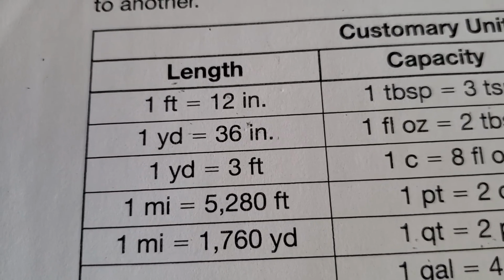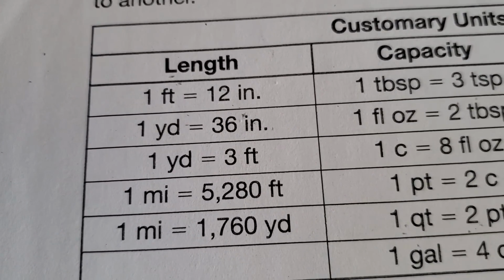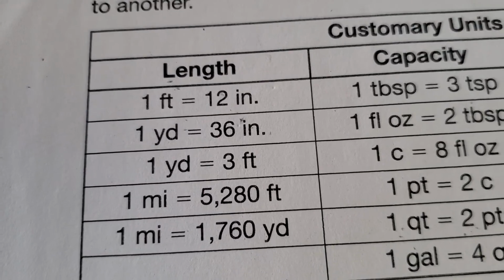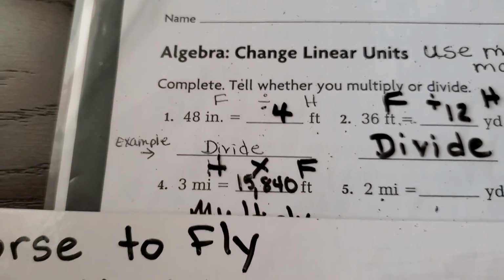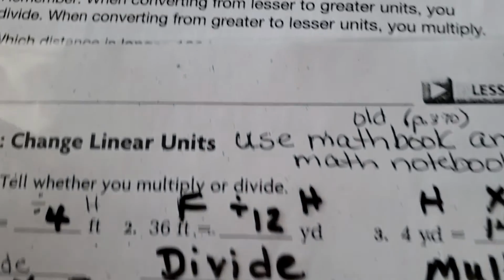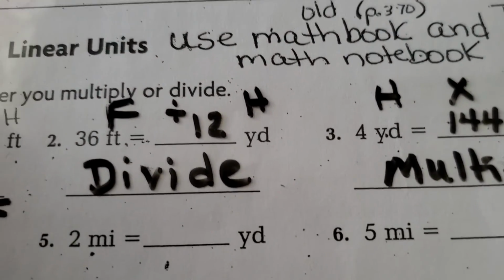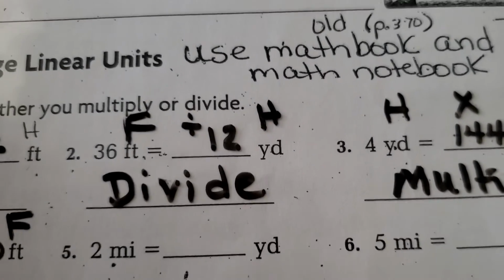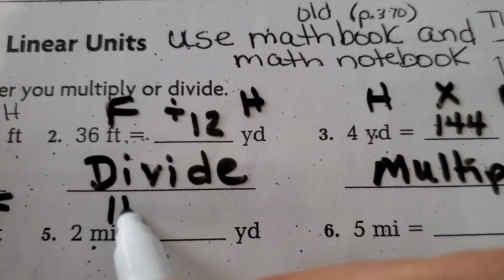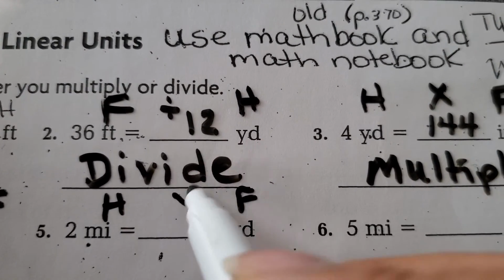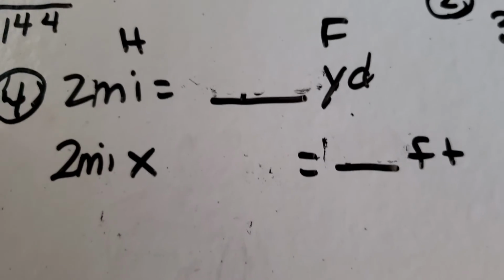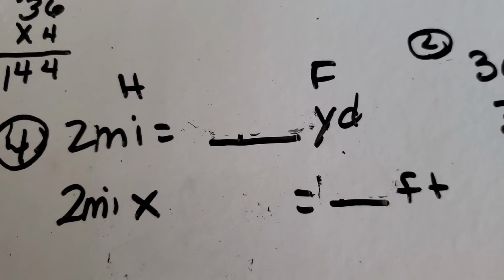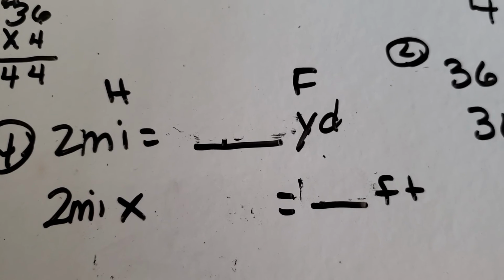1,760 yards in 1 mile. So when I multiply, I come down to my problem. I am multiplying because we're going from a large unit to a small unit, so that's horse to fly, multiply. And I rewrote the problem down here. Okay, so we have 2 miles equals how many yards, right?